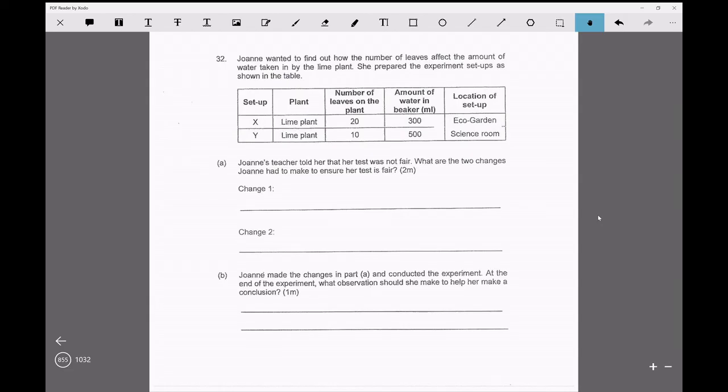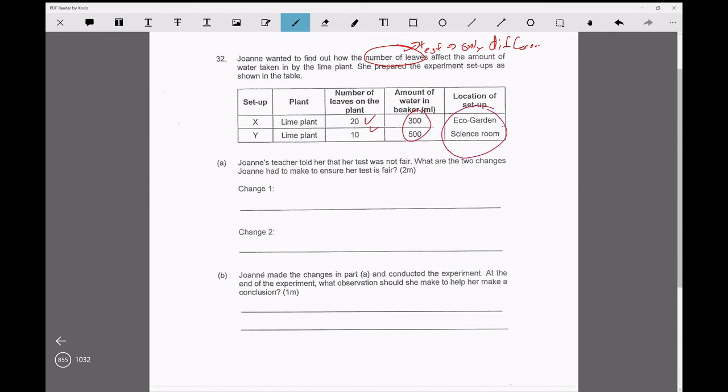So I've told you a lot of times in an experiment everything must be the same except for what you're testing. So she's trying to find out if the number of leaves affects the amount of water taken. So the number of leaves is what you're testing, right? Since this is what you're testing, it must be the only difference in the experiment. Okay? So the number of leaves must be different, correct? But the amount of water is different and the location is different.